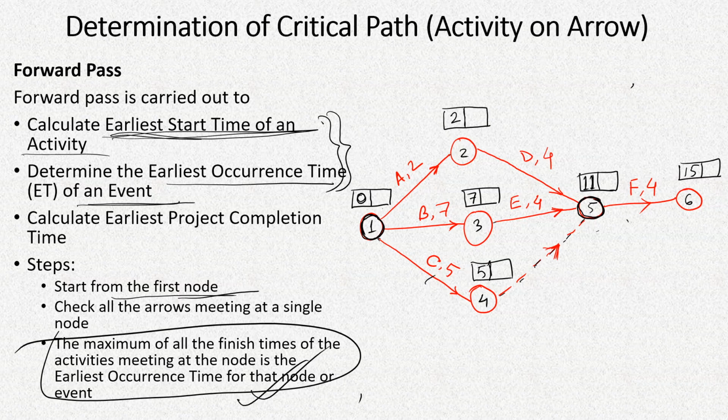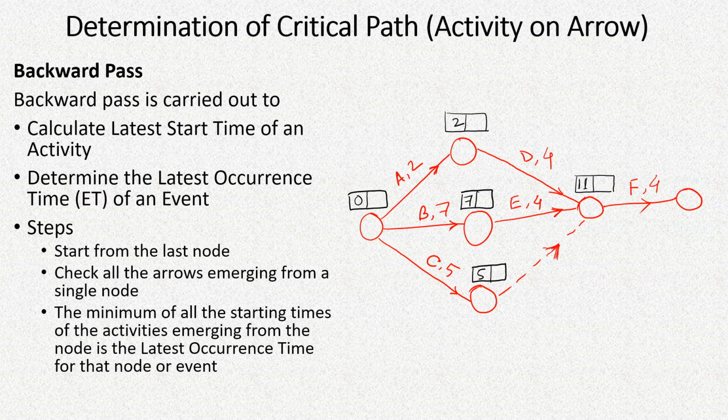So all these first boxes in these nodes are representing the earliest occurrence times of those nodes. Now we have left some of the boxes empty, and that will be filled using a different process, which is called the backward pass method.